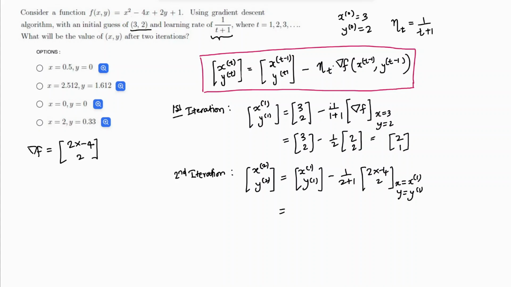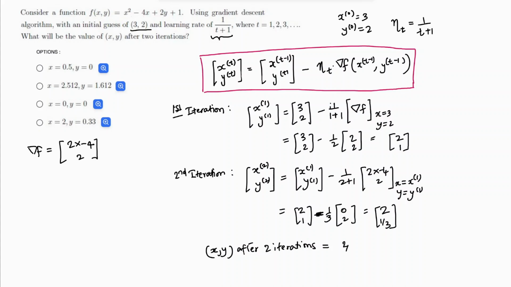Now this can be rewritten as 2 times (1 minus 1 by 3) times... so this is minus 1 by 3 times (0, 2), that would be equal to (2, 1 by 3), right? So this is the final data point, the value of xy. So xy after 2 iterations will be nothing but equal to (2, 1 by 3), right? So the answer is the last option, x is 2, y is 0.33.